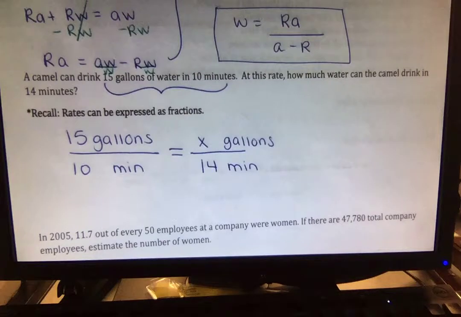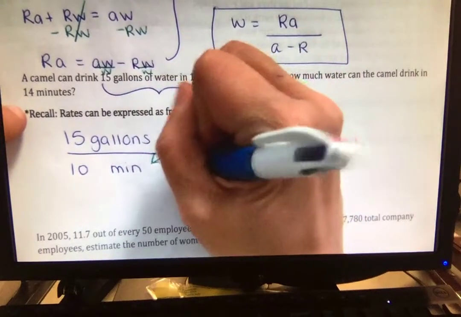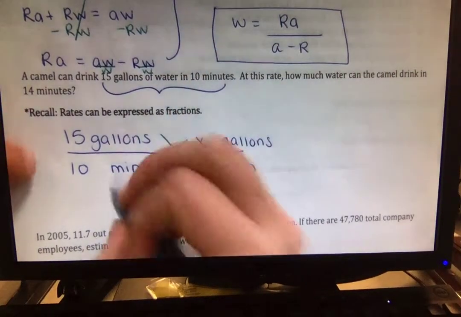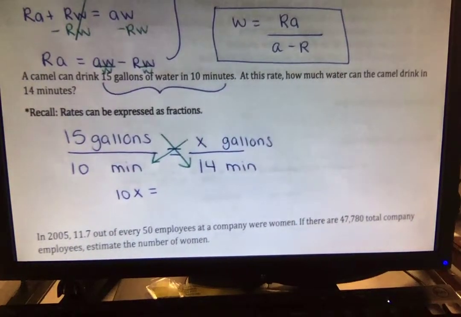How do I solve a proportion? How do I solve something set up like this? Cross multiply. Don't ever want to say that. I know. I'll show you why in a second. Cross multiply. 10 times x is 10x equals 15 times 14.